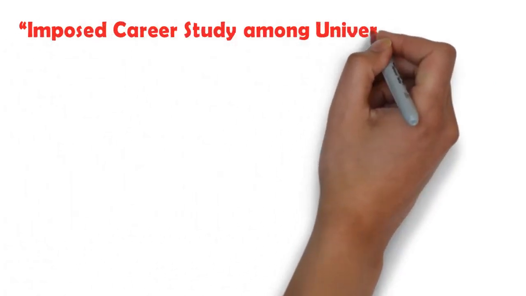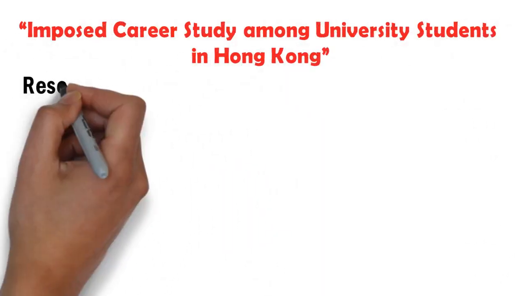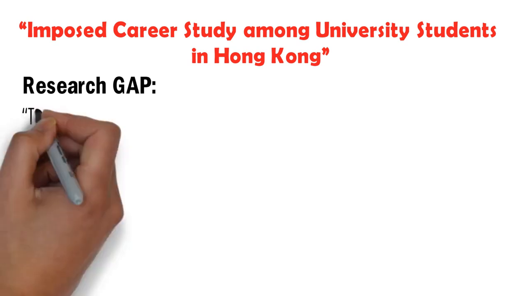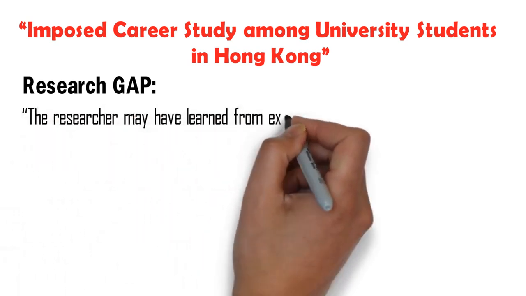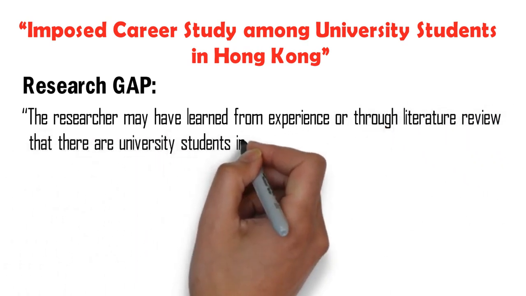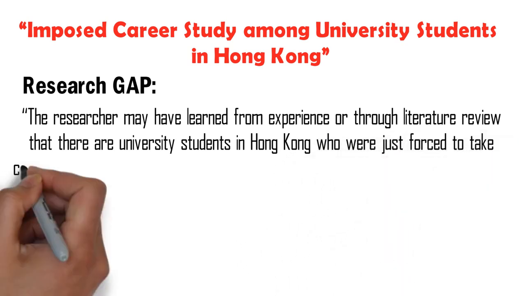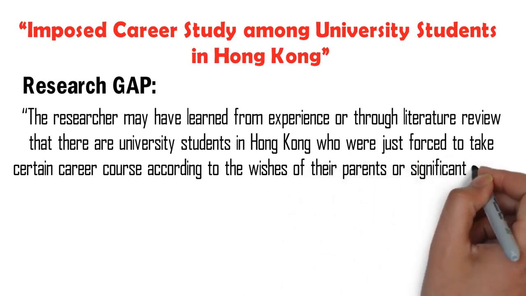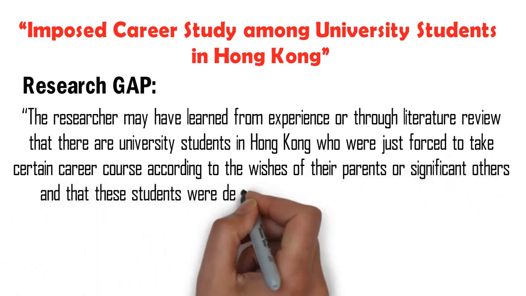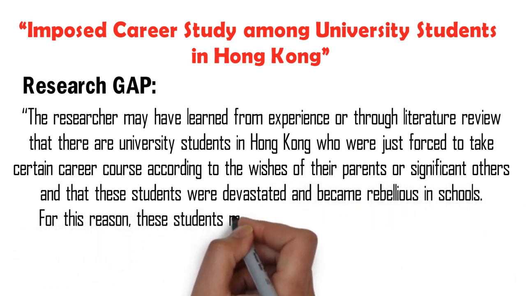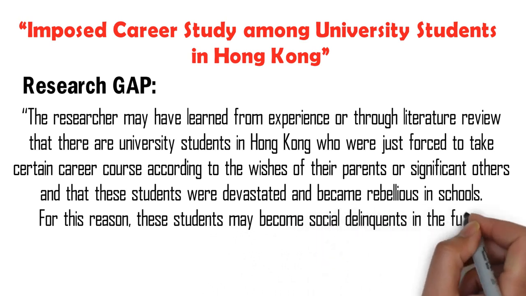So what could possibly be the research gap of this example? Now, based on the research aim, we can have, for example, the idea. The researcher may have learned from experience or through literature review that there are university students in Hong Kong who were just forced to take a certain career course according to the wishes of their parents or significant others, and that these students were devastated and became rebellious in schools. For this reason, these students may become social delinquents in the future.